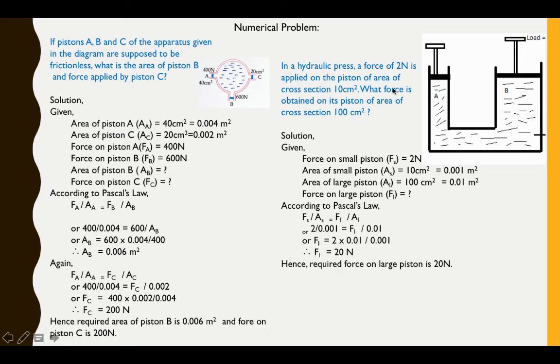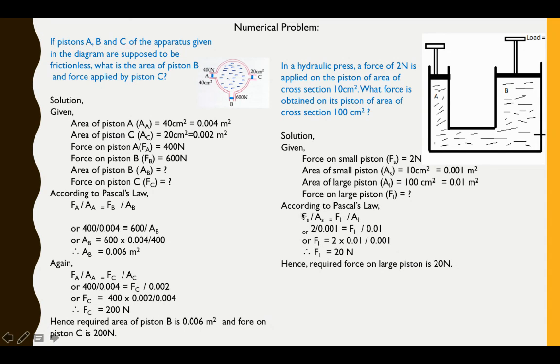Now the question is asking what force is obtained here. So force on large piston FL equals what? According to Pascal's law, the pressure created in the small cylinder is equal to the pressure created in the large cylinder. That's why pressure on small piston, meaning force on small piston by area of small piston, equals force on large piston by area of large piston.